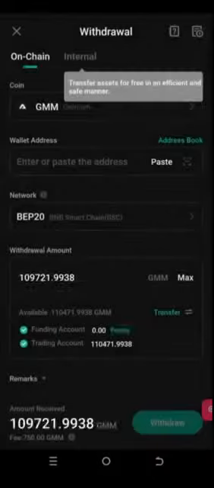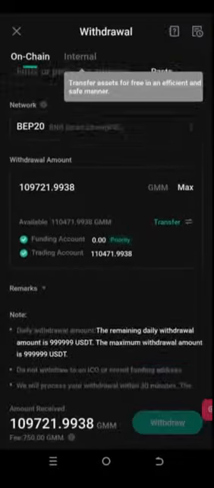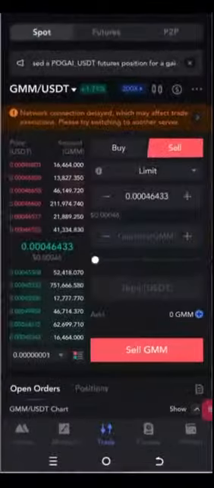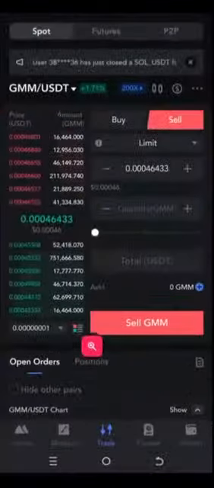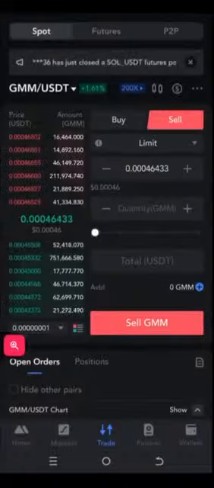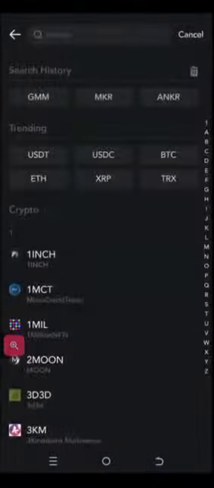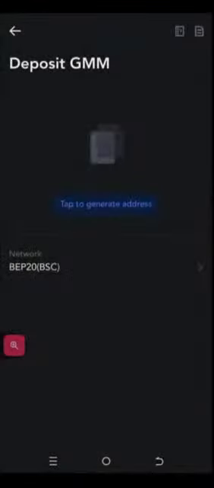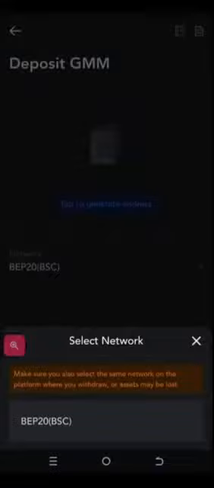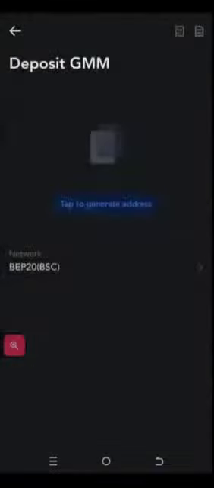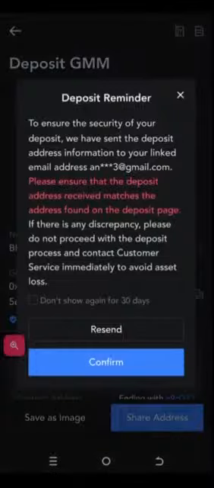Good, so it has already deducted its own fee from the amount. So let's go over and put in all the other details. We're going to go over to Mexi and take every single thing. I hope the price is still good. If not, we're going to set a sell limit, whatever it is. So we want to deposit GMM. Okay, BEP20, that's what we want. We're going to tap to generate it. All right, no problem.